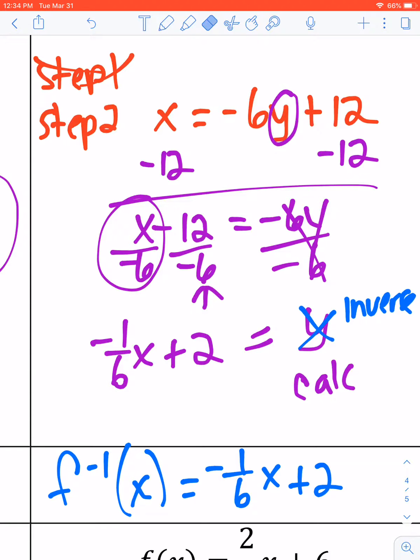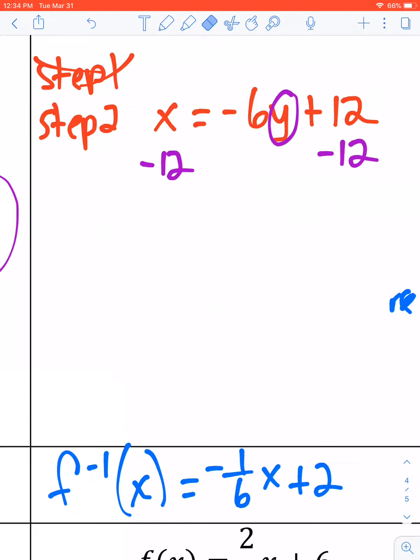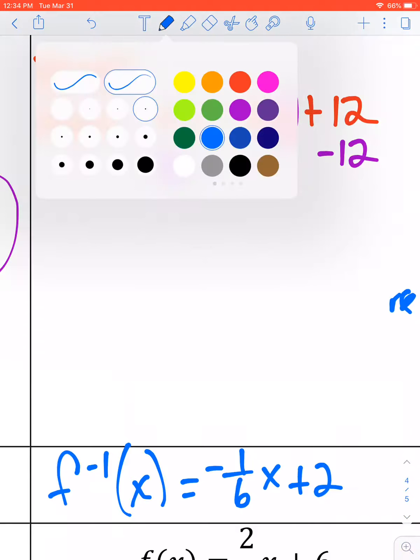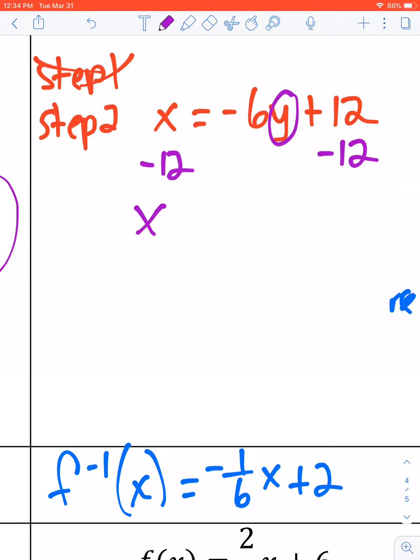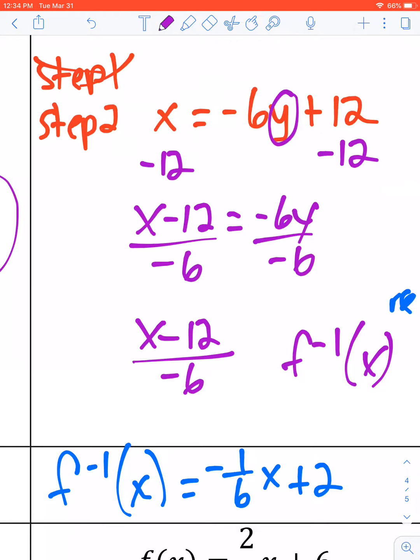Sometimes kids ask me, Mrs. Knopp, do I have to write it that way? Could I have done this? And the answer is yes. Some kids write this as x minus 12 equals negative 6y, and then they just rewrite their inverse as x minus 12 over negative 6. These are equal. Both of these are correct. It is your personal preference how you want to write it.